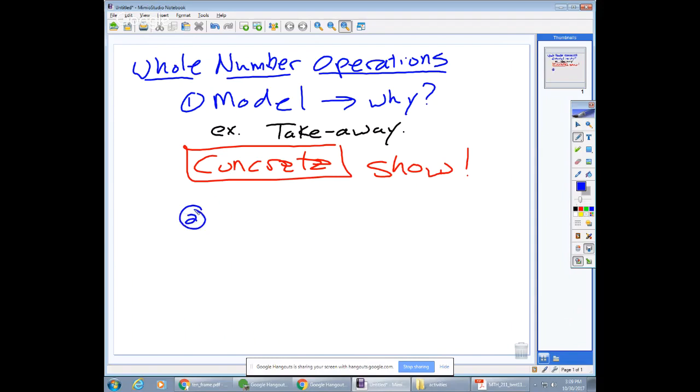Two, models are only good up to a certain point. I can show you a picture of what 7 take away 3 is, or how to compare 7 and 3, but what about bigger numbers that I have to subtract, like 2017 minus 1969? I don't want to whip up blocks to do that problem. So then we need algorithms. Where models show us why the answer should be a certain way, an algorithm shows us how to get an answer, especially for bigger numbers.